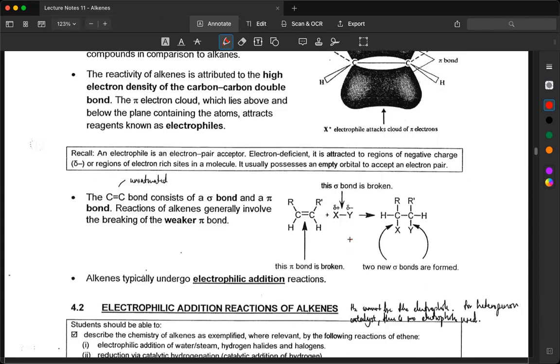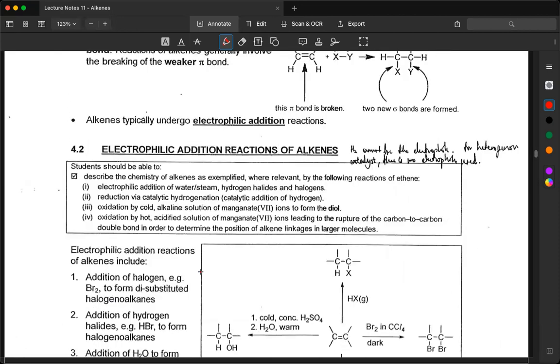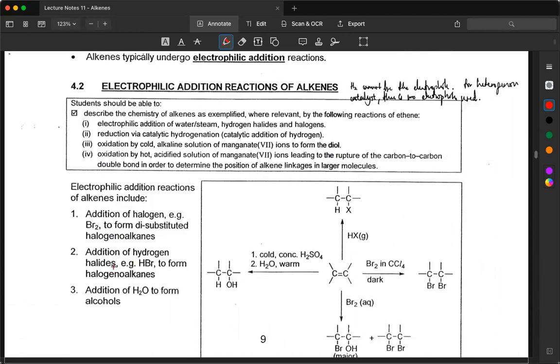So when we have this molecule, we have to break the sigma bond and then it will form two new sigma bonds. So alkenes undergo electrophilic addition reactions. Okay, now, the reactions we are going to focus on are addition of halogen, addition of hydrogen halide, and addition of water to form alcohol.